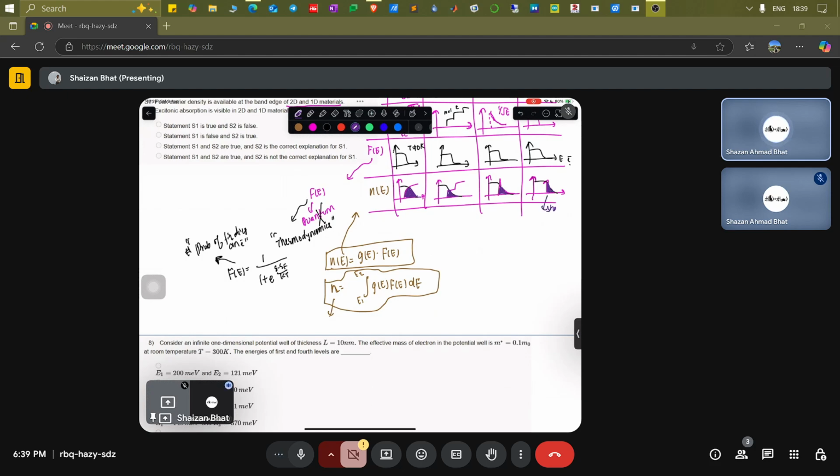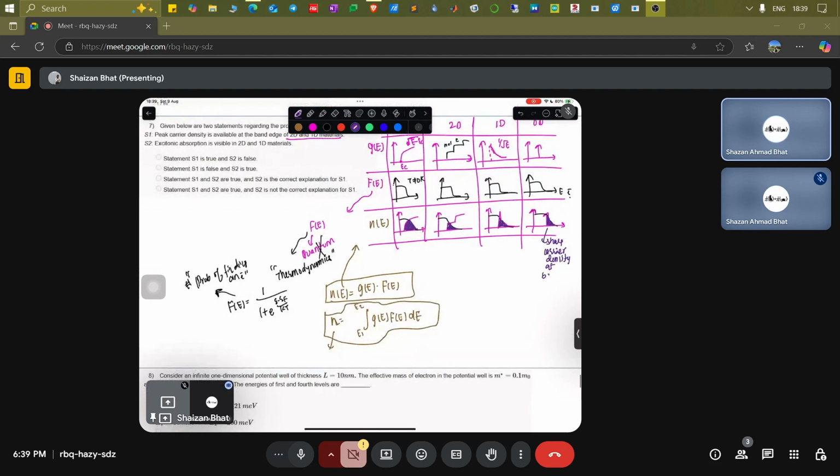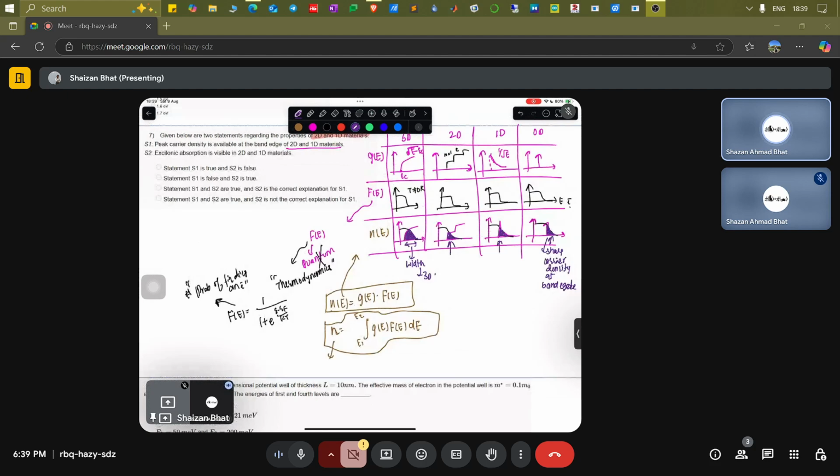You see, there is a sharp carrier density at, I should say, band edge. It's also sharp here, it's sharp here, it's sharp here. But here it's not sharp. There is some width associated with it in 3D. So that's what this is particularly saying. The carrier density is sharp in case of 2D, 1D, and 0D, but it's not sharp in case of 3D.